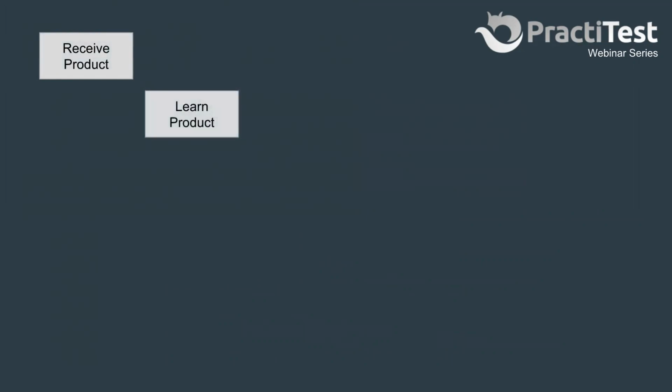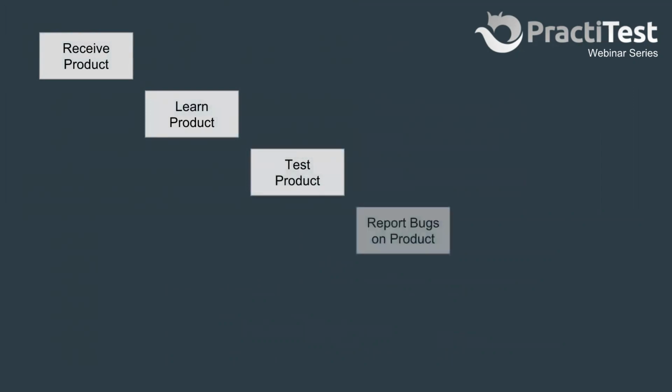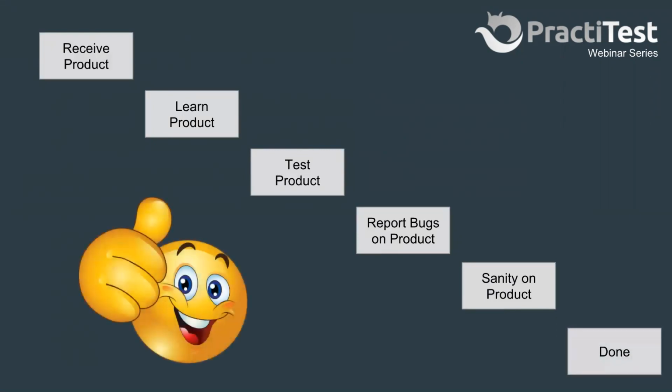And if we want to explain what should happen on a testing project, in theory, all of us will receive a product. We will, one way or another, learn about our product. We will test the product, obviously, because that's what we're here to do. This might be our main task. As we find bugs, we will report them on the product. And once the bugs have been fixed, then we might run a sanity on the product. And once we're done, then we're done, and everyone is happy. No sweat, very simple, very straightforward. We've done it a million times. What could possibly go wrong, right?